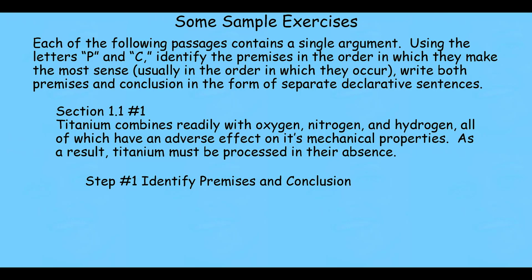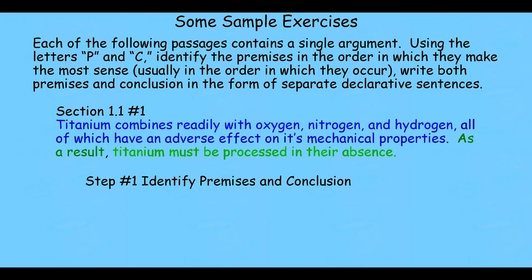Alright, so let's see how I determine what counts as premises and conclusion. Here we have a conclusion indicator, as a result. So that statement is likely to be my conclusion. Titanium must be processed in their absence. What precedes that conclusion then is going to be my candidates for being a premise. Titanium combines readily with oxygen, nitrogen, and hydrogen, all of which have adverse effect on its mechanical properties.